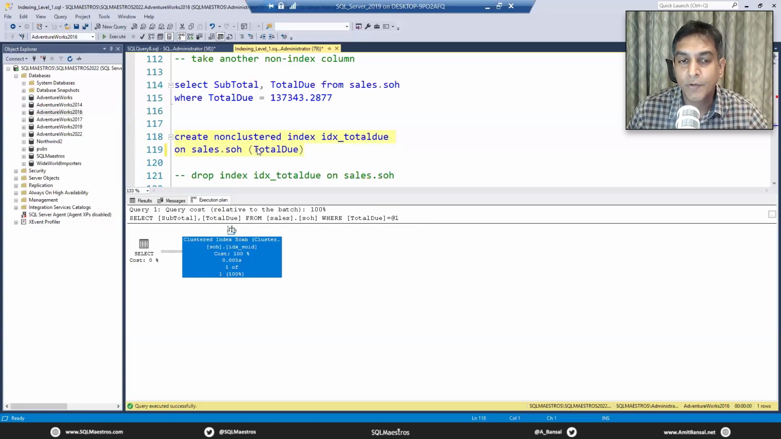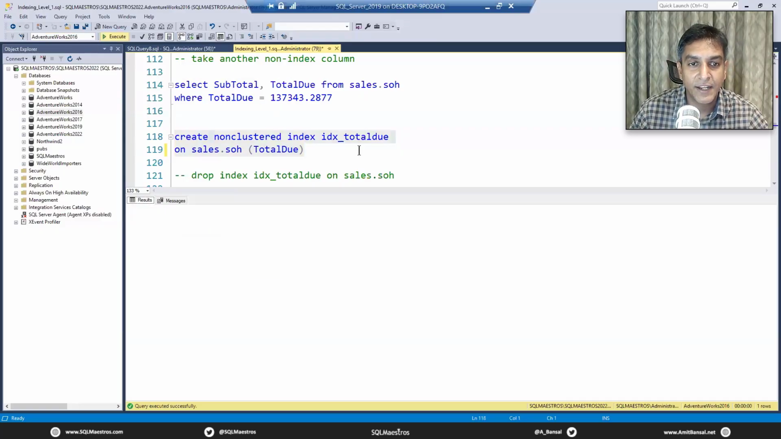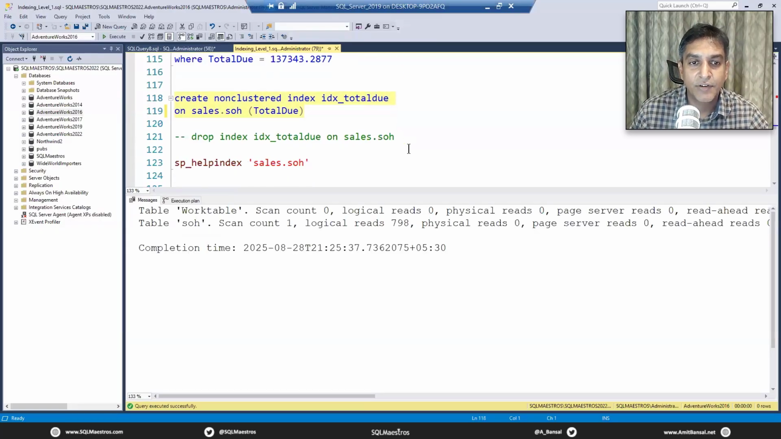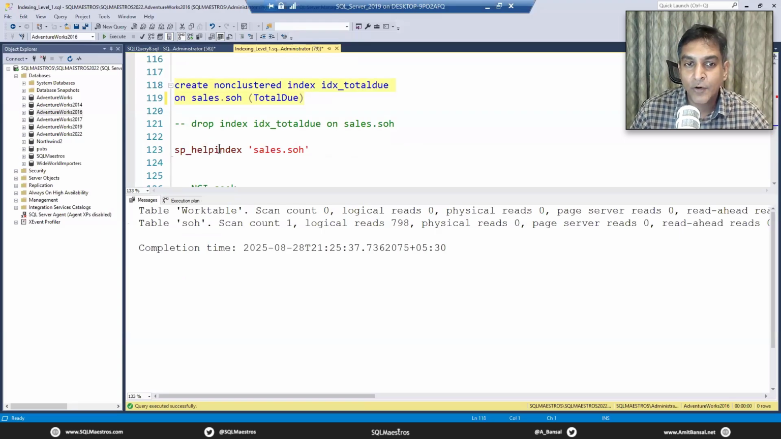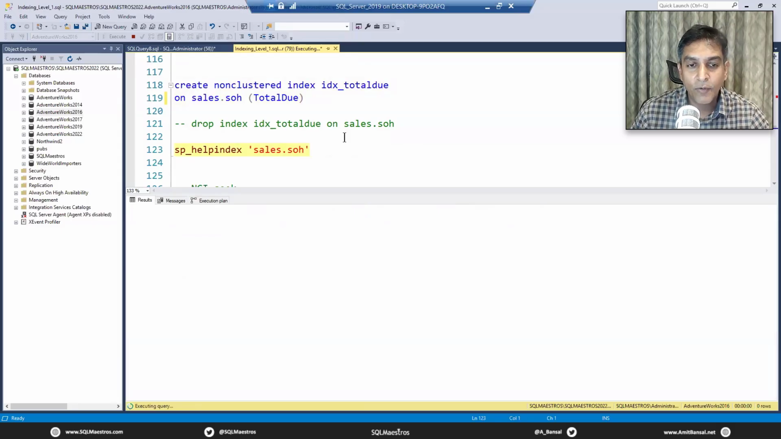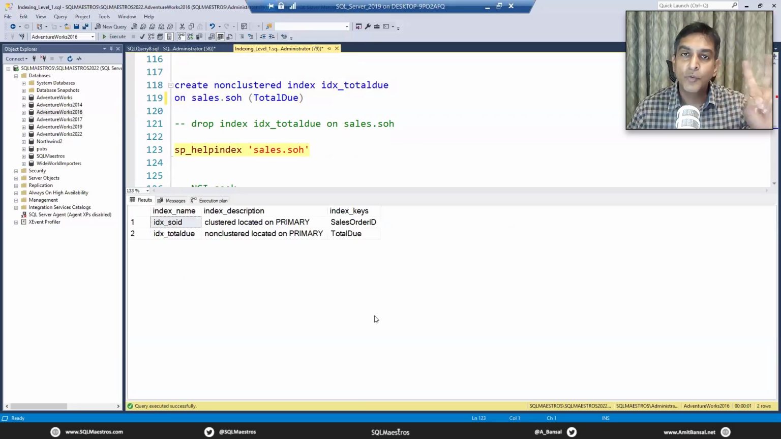Now let's go and create this non-clustered index. There you go. The index gets created, and let's go and look into the sales order header here. And now what you are going to see is that there are two indexes. With the help of SP help index, you can see we have one clustered index located on the primary file group. We have another non-clustered index located on the primary file group. Primary here is important as to which file group the indexes belong to.